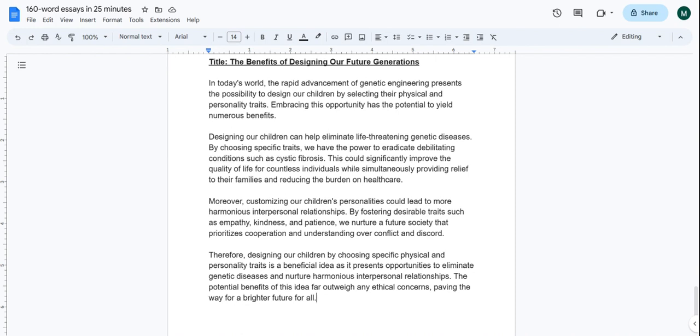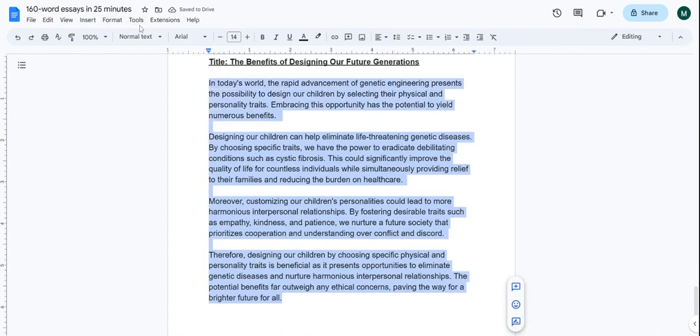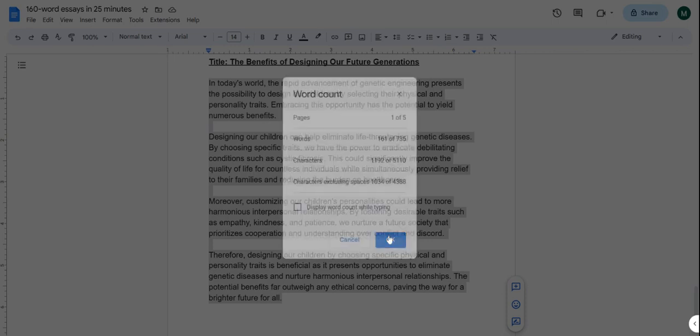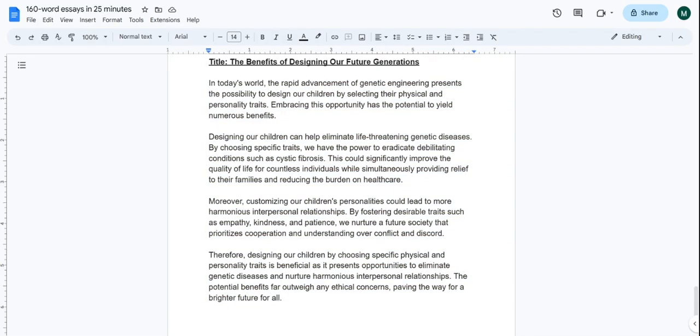"Is beneficial as it presents" instead of "is a beneficial idea." Okay. The potential benefits, instead of saying again "of this idea," just say "the potential benefits far outweigh any ethical concerns, paving the way for a brighter future for all." Okay. Tools, word count 161. Okay, I just have to eliminate one word.